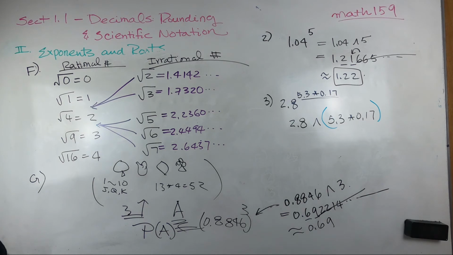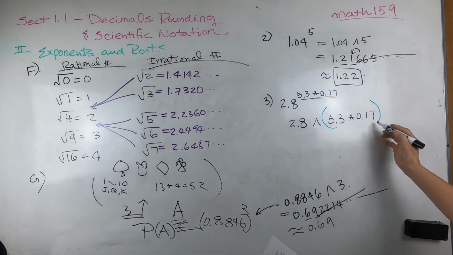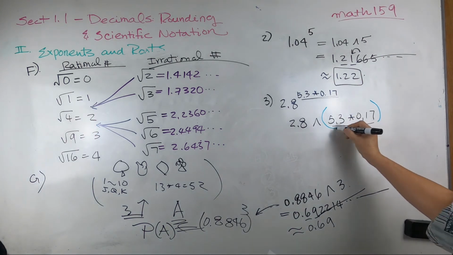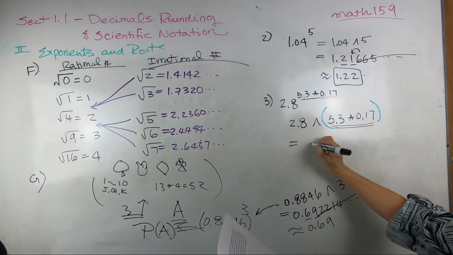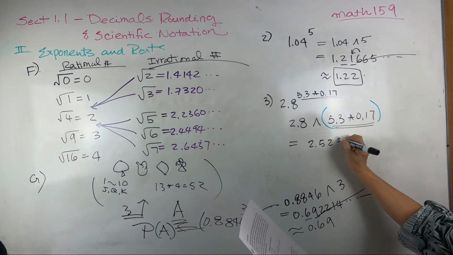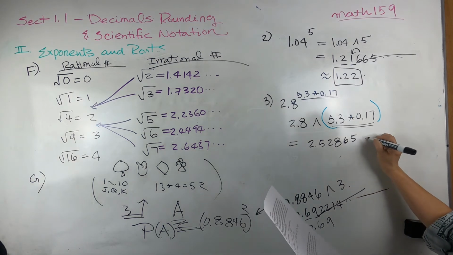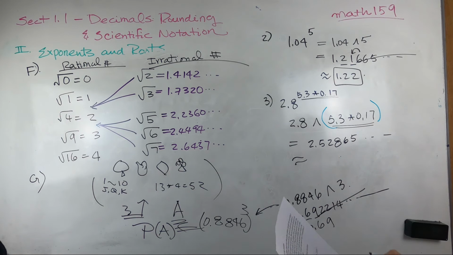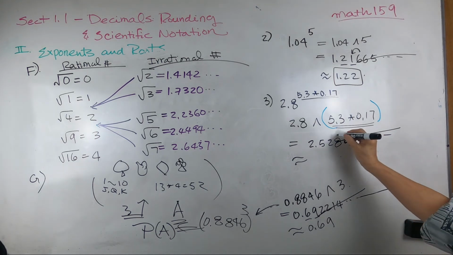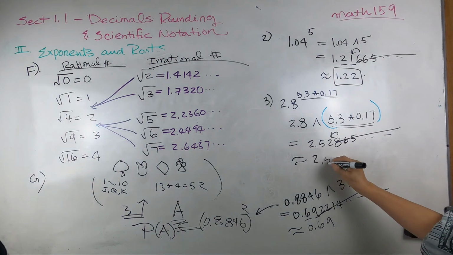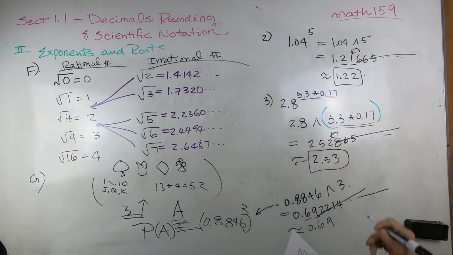Okay? That's what it means. Then, if you do that first, you put a parenthesis, the calculator and computer will do this part first, then they do the power. That would be 2.52865 something. Then, you want to have two decimal places. You don't want the remaining digit. Then this one is rounding up, so your answer should be 2.53. Okay?